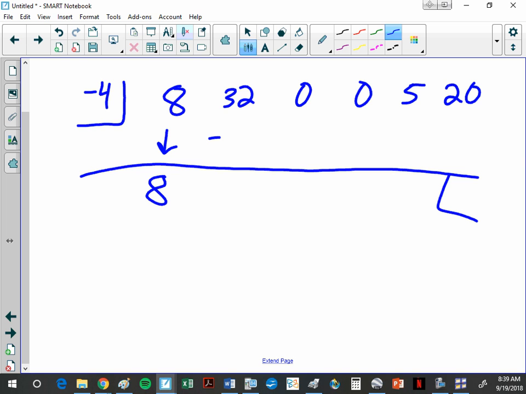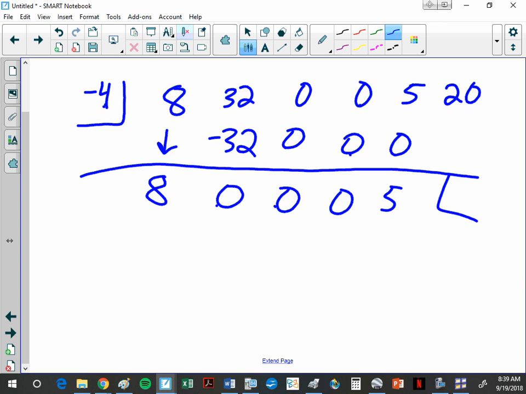-4 times 8 is -32, which gives me a 0. -4 times 0 is 0. 0 plus 0 is 0. -4 times 0 is 0. 0 plus 0 is 0. 0, 5, and -20, which gives me a 0. Wow.